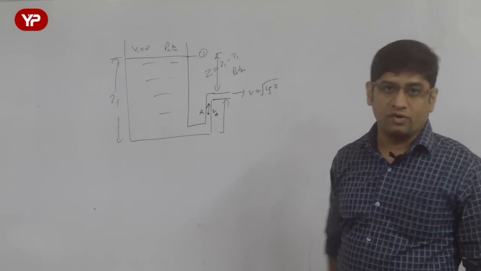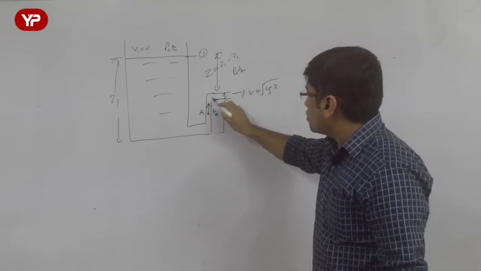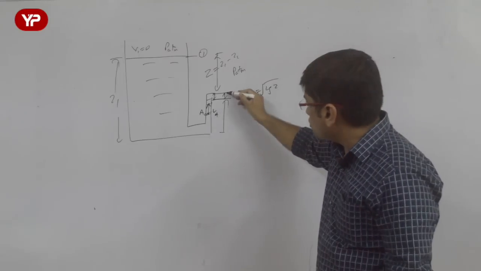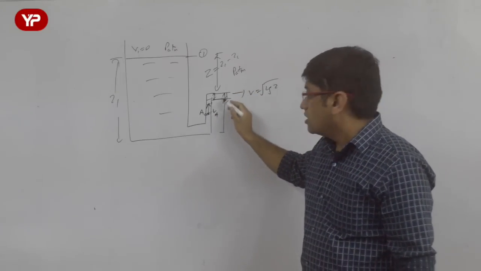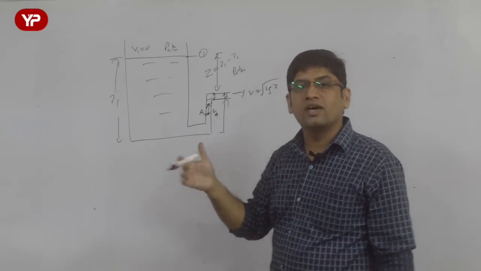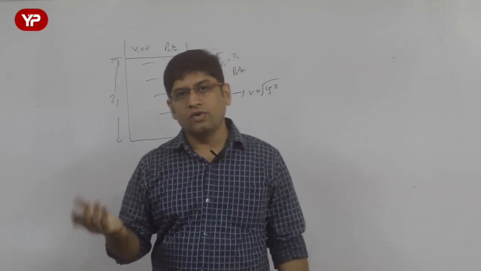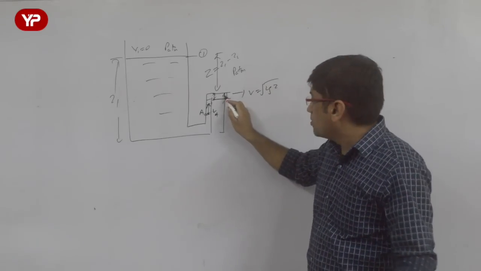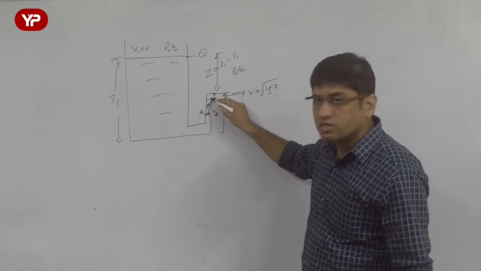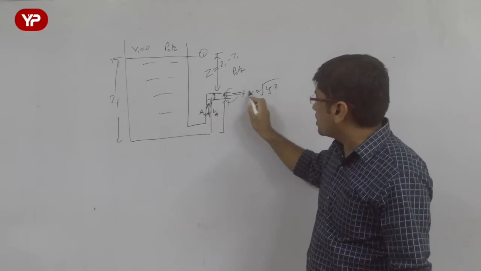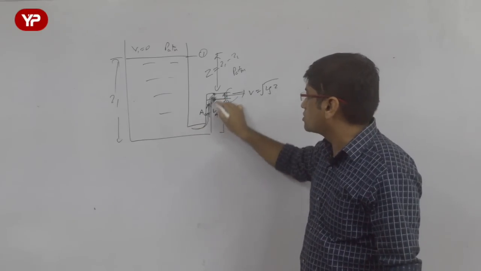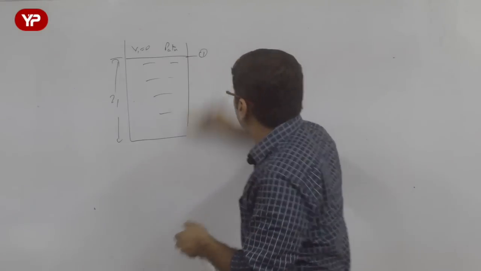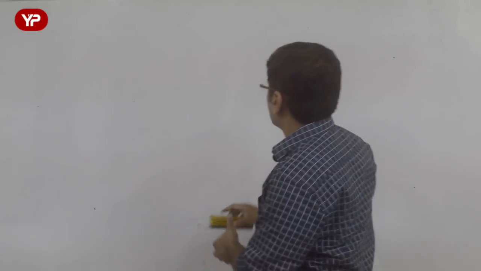Now use the continuity equation. If the area of cross section of this tube is the same everywhere, then the velocity is also going to be the same everywhere, because the continuity equation has to be followed. Mass flow rate is conserved, mass flow rate is constant, A1 V1. So whatever velocity you have calculated here, throughout the pipe the velocity is going to be the same. Remember that always.